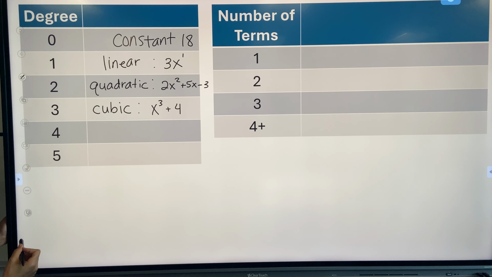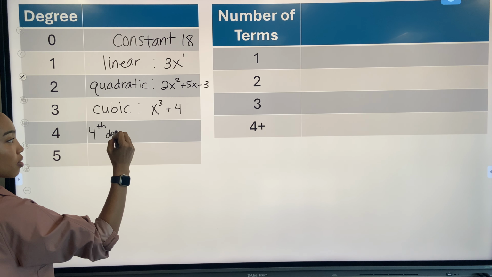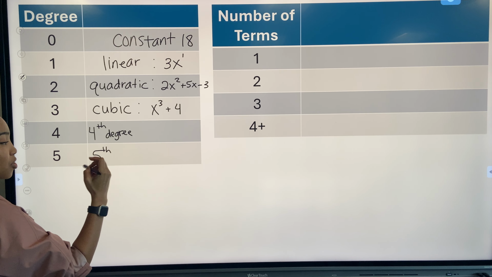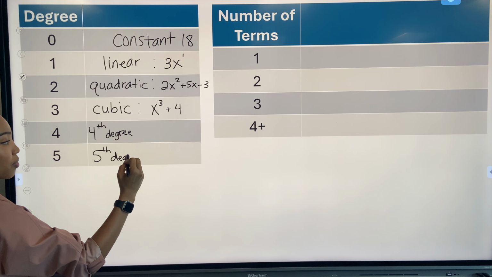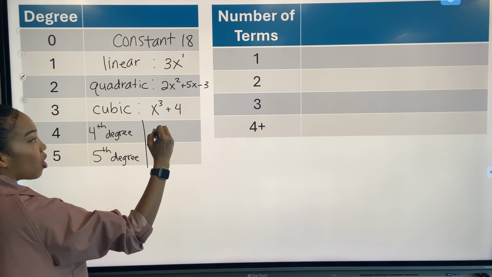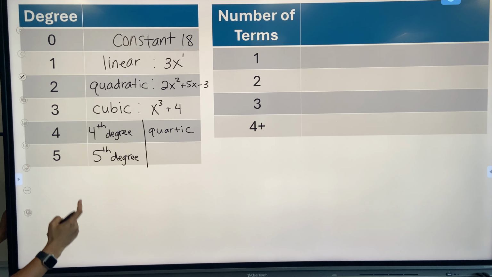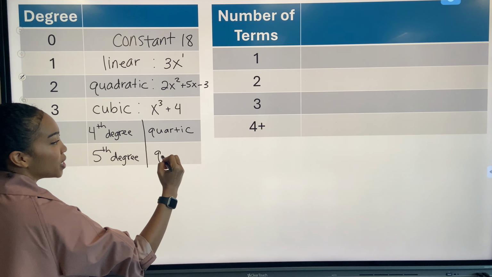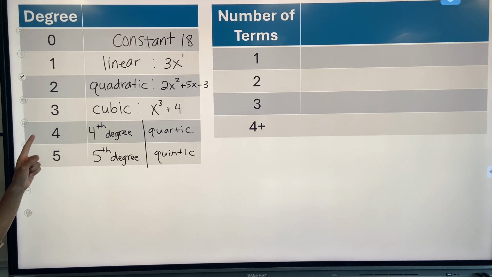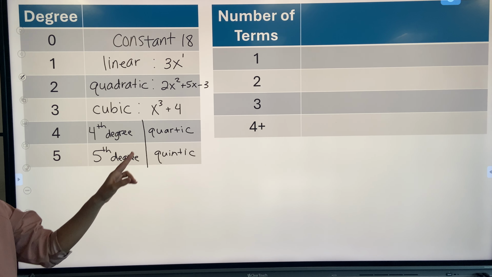For fourth degree, I like to call it just fourth degree polynomial. For 4 and onward, I just like to call it by the number. So this is a 5th degree polynomial. However, if you want to get technical, 4th degree, we call it a quartic. And a 5th degree, we call it a quintic. Okay, quartic and quintic. That is the technical name.